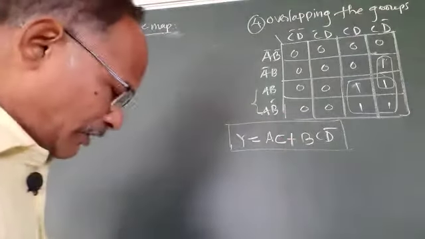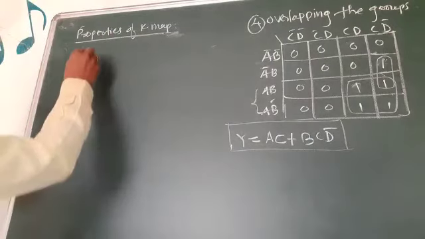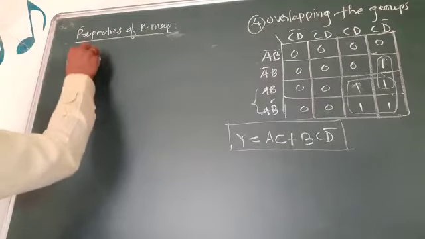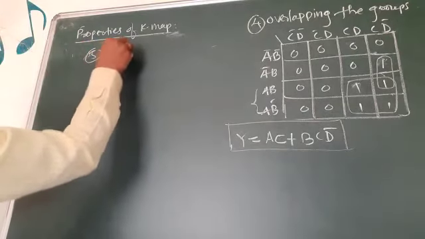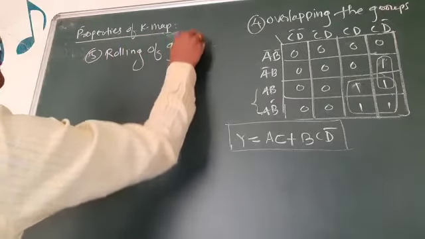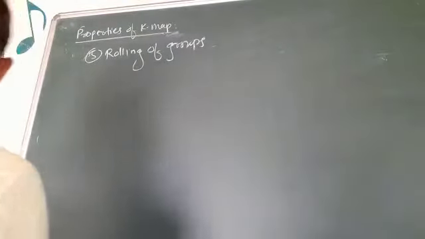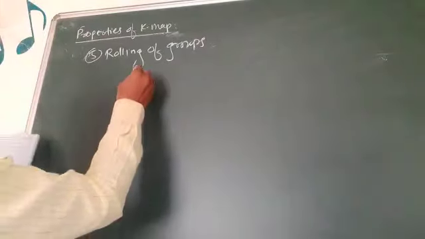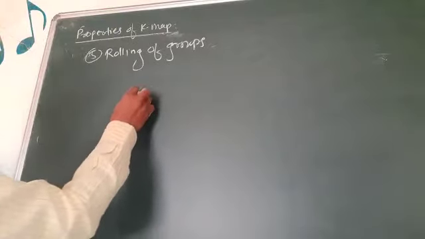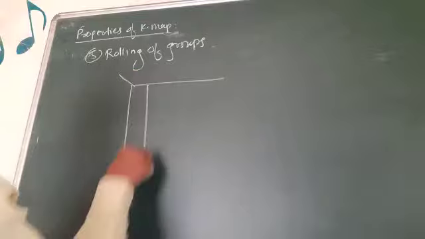Now next example, ruling of the groups. Fifth rule, ruling of groups. So I will erase this one. Now how is the ruling possible in this group? I will draw the K-map diagram.